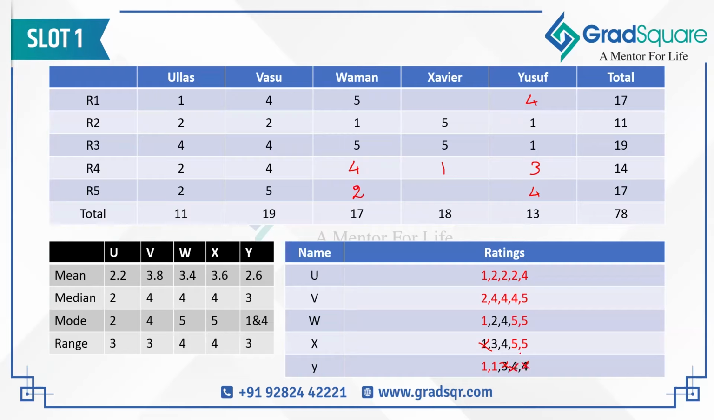Now let's try to figure out where Xavier gets 3 and where Xavier gets 4. So for that, let's look at R1. R1 sum is 17. So the sum of the 4 that we populated is 1 plus 4, 5 plus 5, 10 plus 4, 14. So Xavier must have received the remaining 3. 17 minus 14 is 3. So this is also populated. By the way, this 2 and 4 we have populated already. So R5 must have given Xavier a rating of 4.